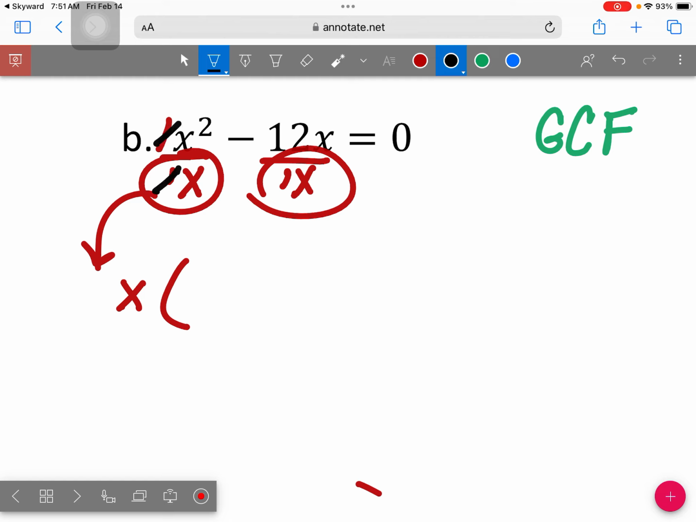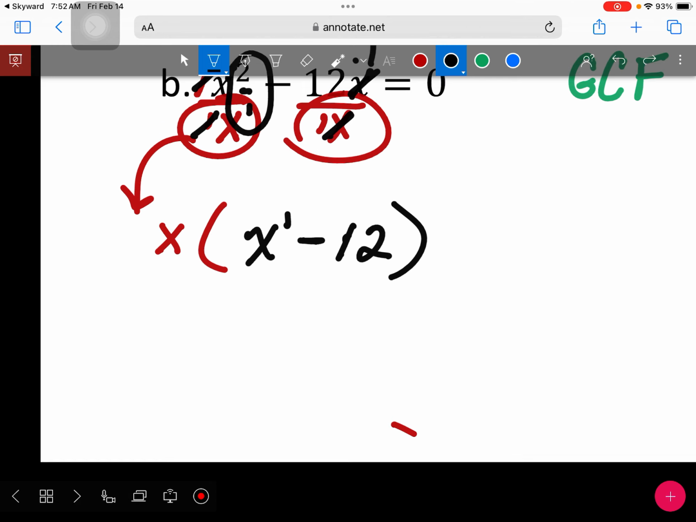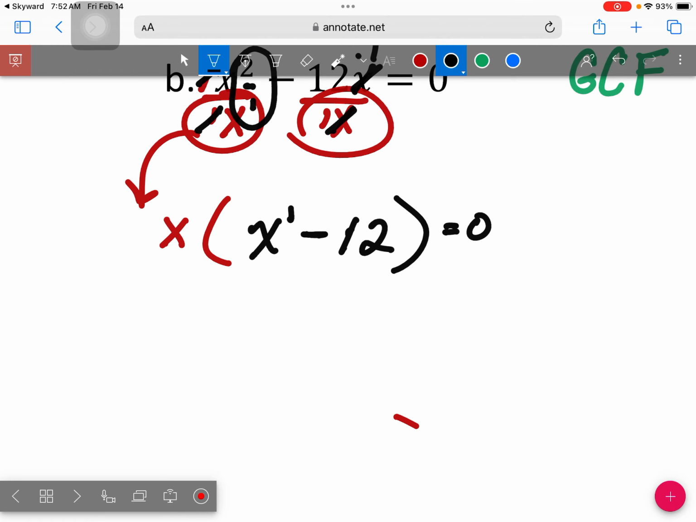X squared divided by x is x, right? That's an x to the first. 2 minus 1 leaves x to the first. Minus 12 divided by 1 is 12. And x divided by x simplifies out to be a 1. So those are my two factors.